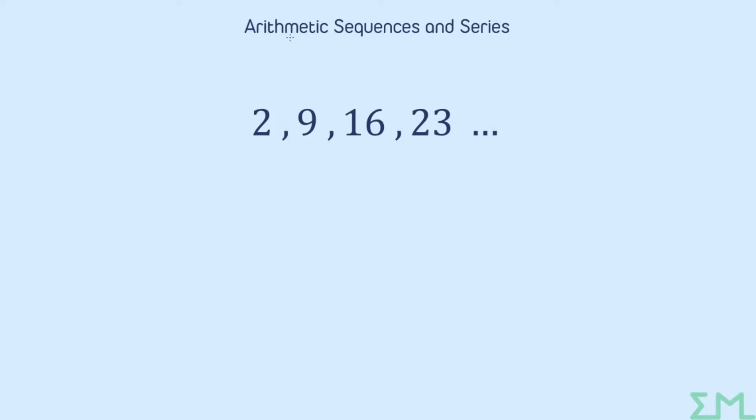In case you didn't already know what an arithmetic sequence was, you may have called it in the past a linear sequence. This basically means that to go from one term to the next, you add or subtract the same amount every time. So looking at this example, to go from 2 to 9, we add 7. To go from 9 to 16, we add 7. And to go from 16 to 23, we also add 7.